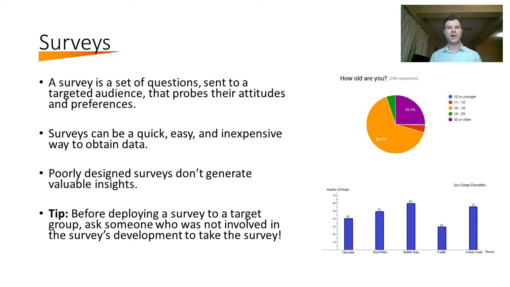Another type of primary research data gathering is to deploy surveys. A survey is a set of questions sent to a target audience that can probe attitudes and preferences of users, or it can gather information like age, gender, and other demographic information that may be useful to you. Surveys are a quick and easy way to obtain data, but they can be poorly designed.